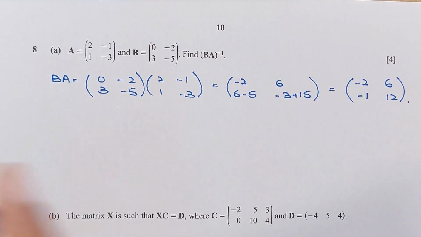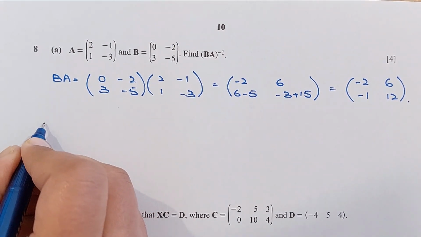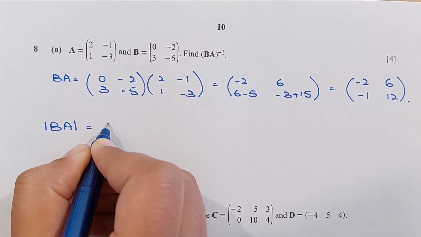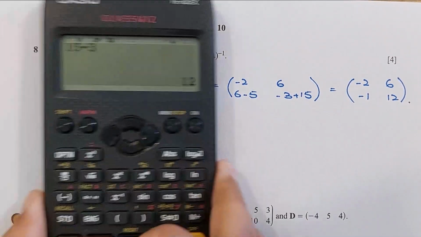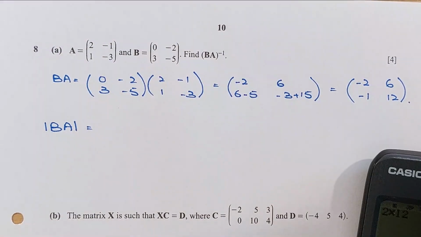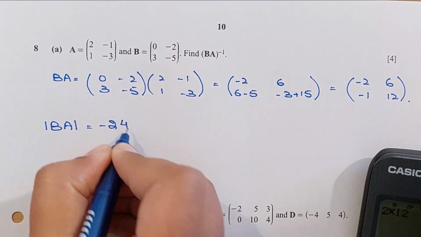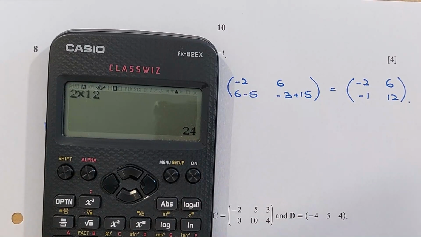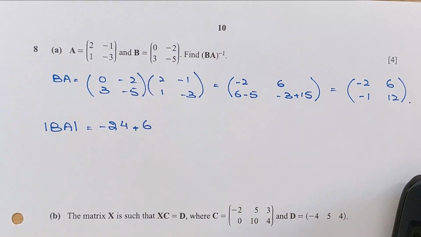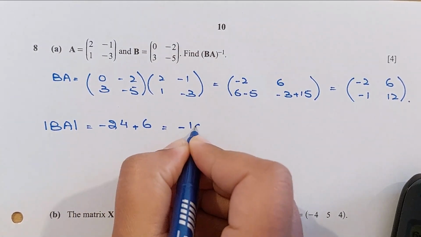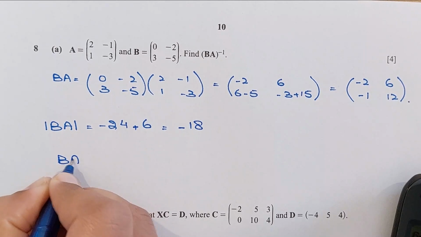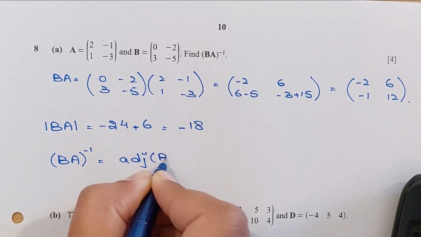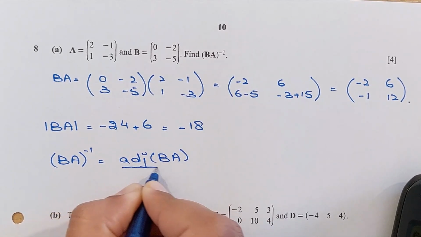Right? Now we have to find its inverse, right? So we need to find the determinant of BA first. This is 2 times 12, 2 times 12 with a negative sign is negative 24. Minus 1 times 6 is minus 6, so plus 6. And 6 minus 24, this is negative 18. Now, (BA) inverse is equal to the adjoint of BA divided by the determinant of BA.